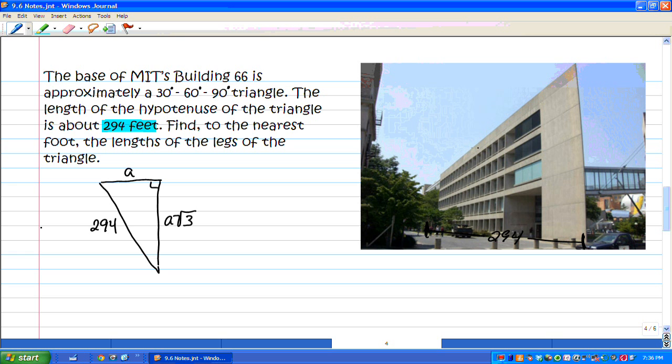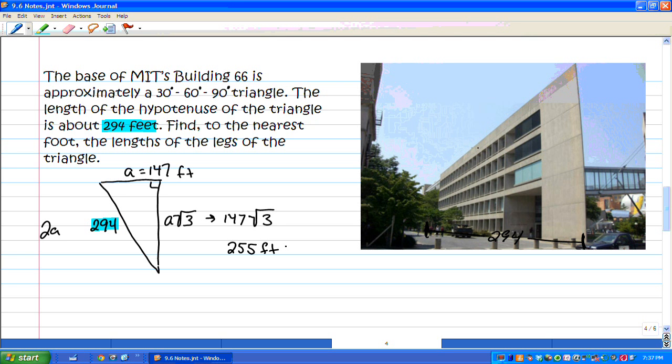Now remember that the hypotenuse over here is 2A. So if we took 294 and divided it in half, A over here is 147. If A is 147, then this side is 147 square root of 3. So in other words, this side is about 147 feet. But this one, 147 square root of 3, is going to be, to the nearest foot, 255 feet. It's a very nice way to do this.